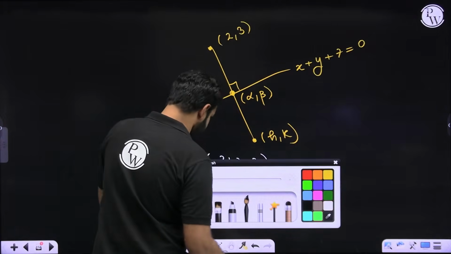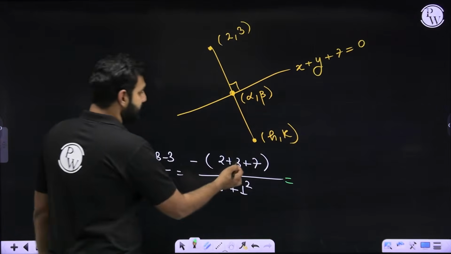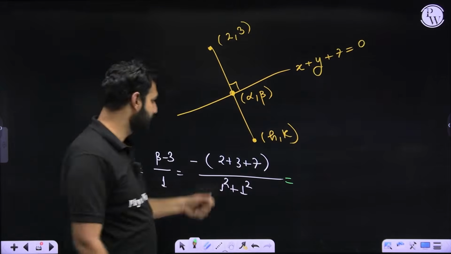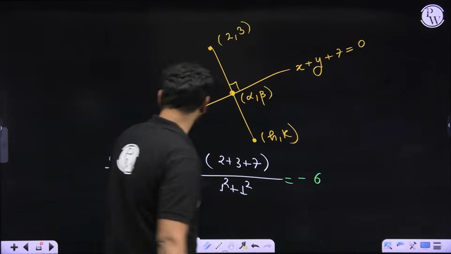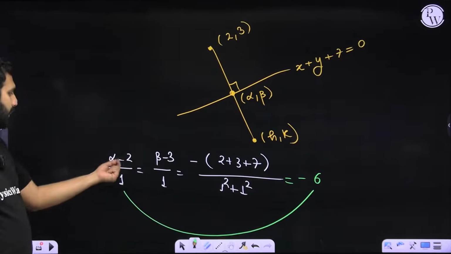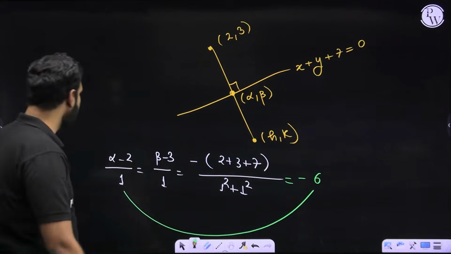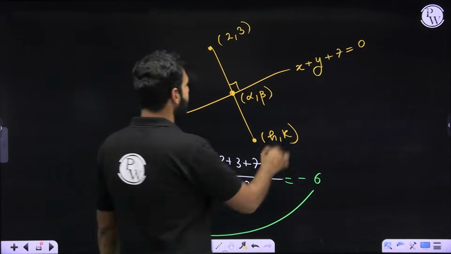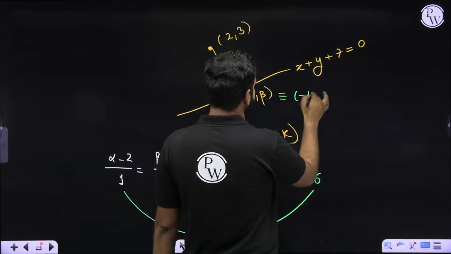Let me simplify this result first of all. 7 plus 3, 10 plus 2, 12. 12 upon 2 is clearly 6. So this is minus 6. So from here, if I compare this result with this, we know that (alpha minus 2) by 1 is minus 6. So alpha will be minus 6 plus 2. Minus 6 plus 2 will be minus 4. So this will be minus 4.